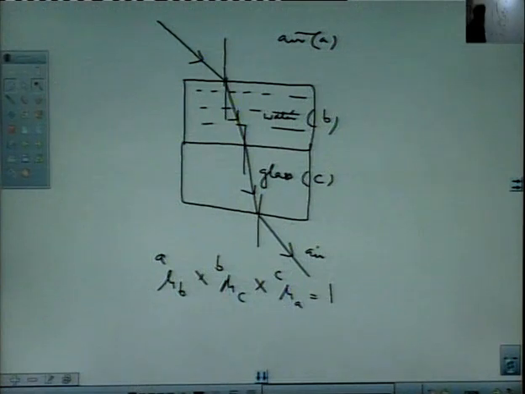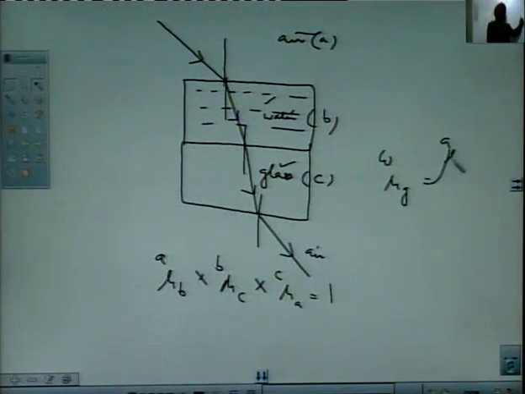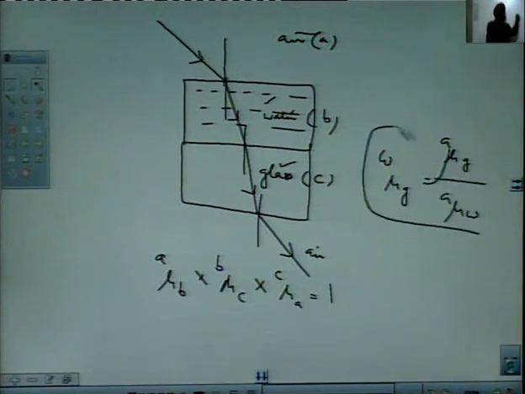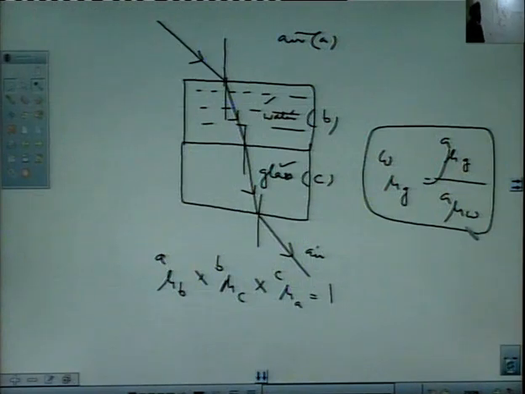From this we can find the refractive index of, say, glass with respect to water. This comes out to be A mu G over A mu W. This compound media is very important when we have to find the refractive index of glass with respect to water.